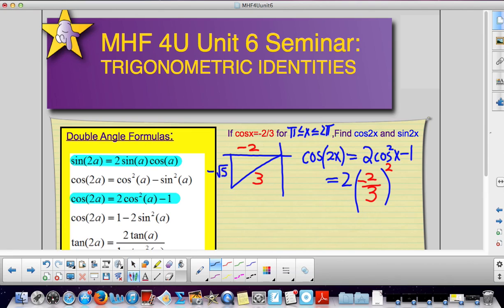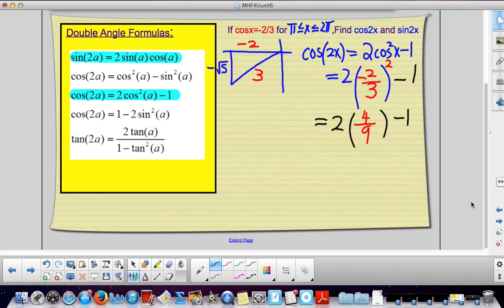So I have 2 times negative 2 over 3 squared minus 1, which gives me 2 times negative 2 over 3 squared is going to give me 4 over 9 minus 1. So that's going to be equivalent to 8 over 9 minus 1, which is just negative 1 over 9. So that is going to be the value of cos 2x.